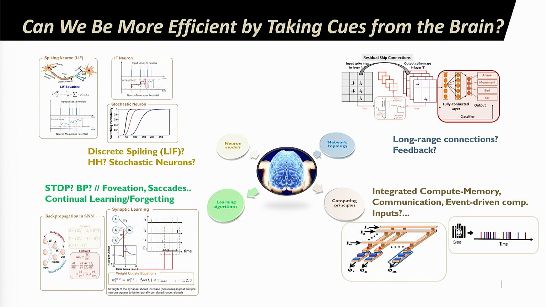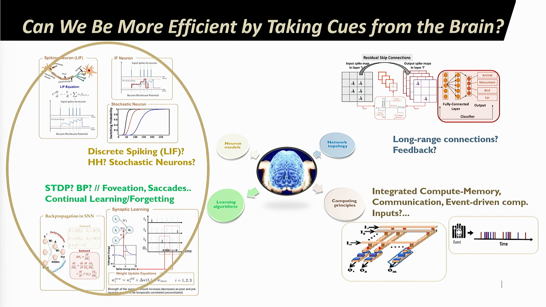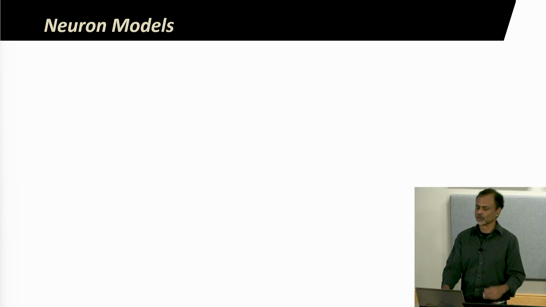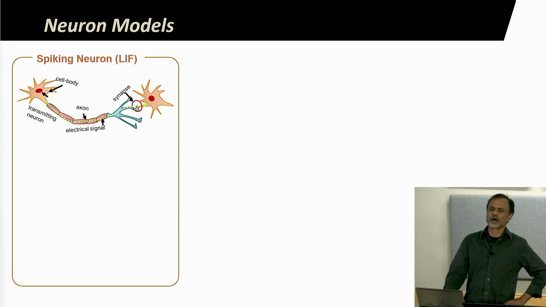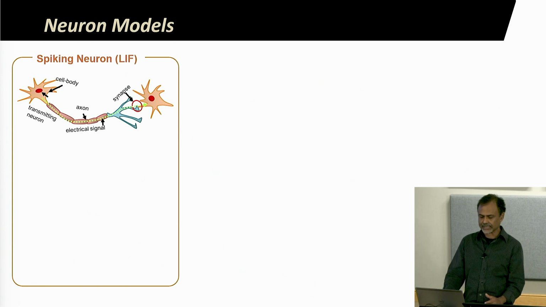So with all those in mind, let's go into a little more detail of, for example, the neuron model and the learning algorithms, and then we'll come back to network architecture and the hardware architecture required for doing brain-inspired computing. To start with, let's think about the neuron model. If I were to talk about a biological neuron, which I'm showing here, I'm showing basically the cell body, the axons, the synaptic connections, and so on.